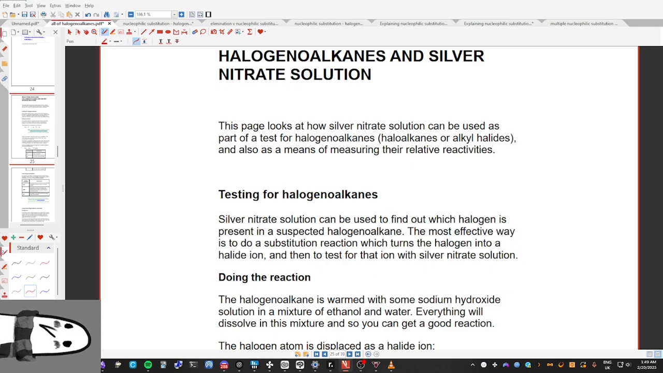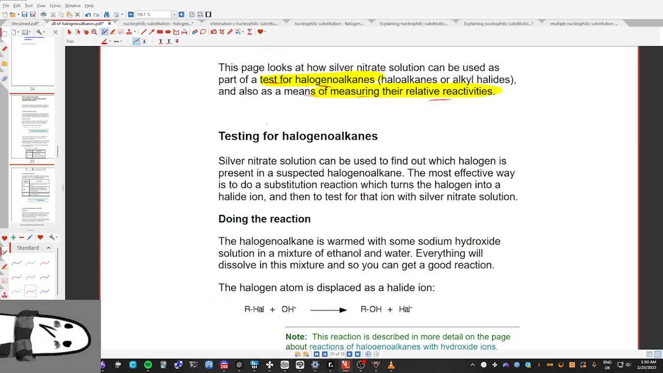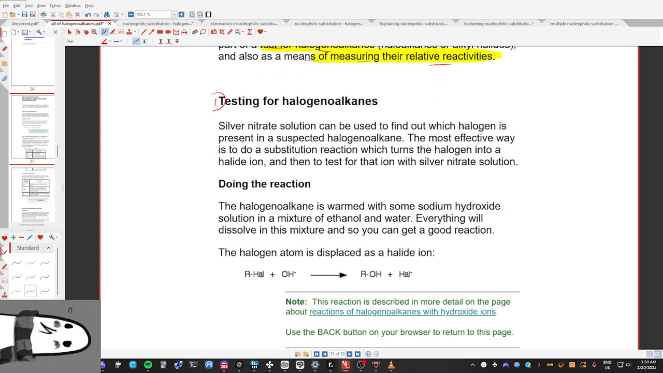Okay, so we have halogen alkanes in silver nitrate solution. This can be used as a test for halogen alkanes, and this can be used as a means of measuring their relative reactivity. So these are the two uses of this that we know. First of all, you're testing for halogen alkanes. Silver nitrate solution can be used to find out which halogen is present in a halogen alkane.